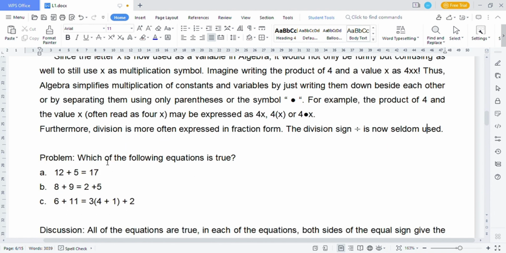Okay, let's try to answer this. Which of the following equations is true? A, 12 plus 5 is equal to 17. B, 8 plus 9 is equal to 2 plus 5. C, 6 plus 11 is equal to 3 times 4 plus 1 plus 2. What's the answer?